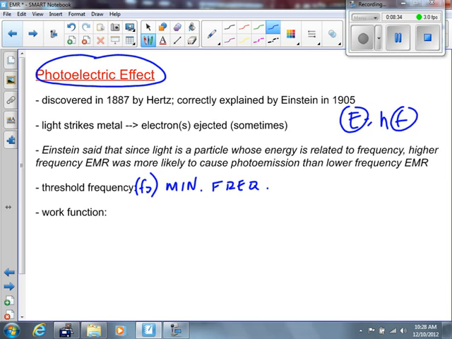Well, look, an X-ray is way above the threshold frequency. Therefore, it's got a lot of extra energy that it doesn't really need. You're already above the minimum energy, the energy necessary to eject the electron. So now you've got a whole bunch of extra energy. Where does it go? Well, it goes to the electron. It just makes the energy of the electron higher. It makes the electron go faster.